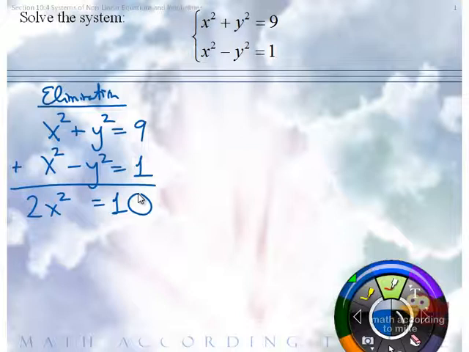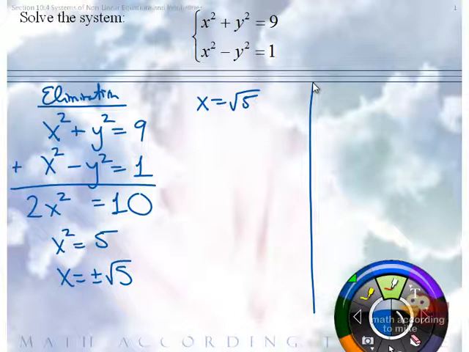So to solve for x, what are we going to do? Divide by 2, so we'll get x squared equals 5. And now when we take square roots, what do we get for x? Plus or minus the square root of 5. Okay. So now we're going to put x equals the square root of 5 into either of the original equations. Then we're also going to have to do x equals the negative square root of 5. So let's start with the positive one for now.